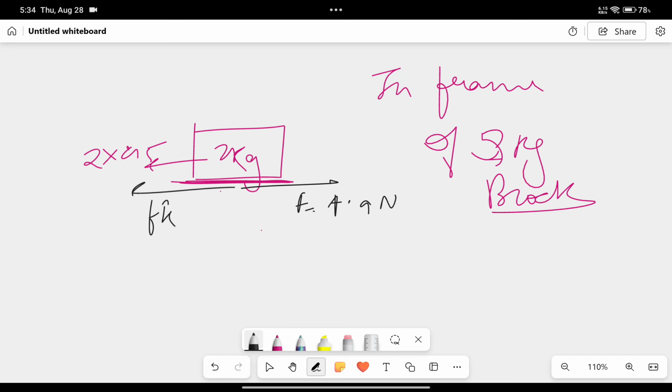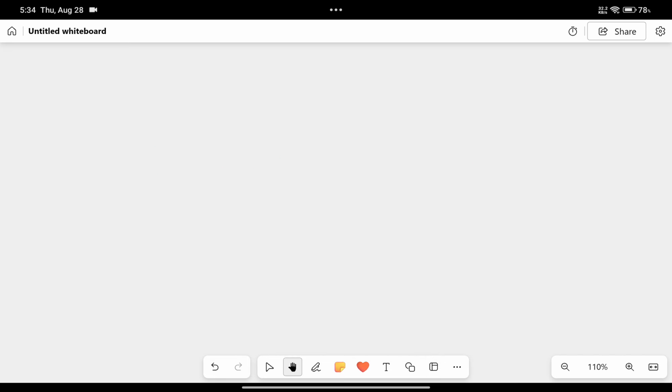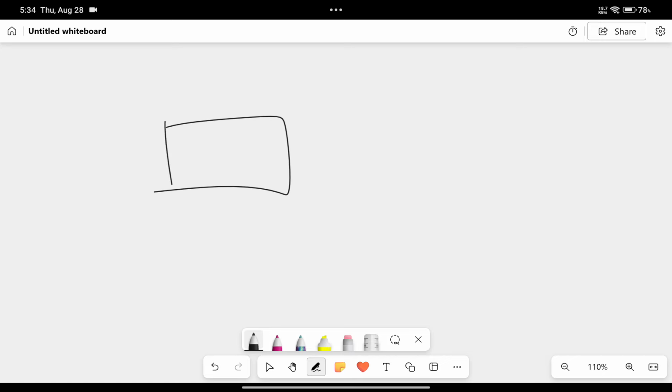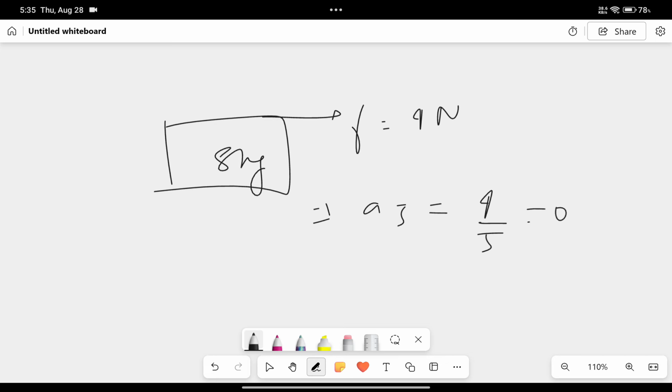If you try to solve it with this solution, let me also tell you one more thing: the 5 kg block was only moving with small f, which was kinetic friction, that came out to be 4 newton, right? And this is the 5 kg block. If you try to find the acceleration of the block, it will come out to be 4 by 5, which is 0.8. So it will be 0.8 meter per second squared, right?